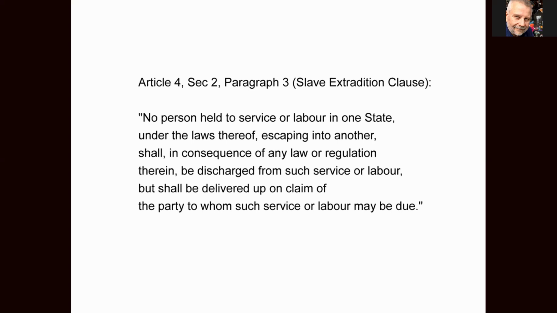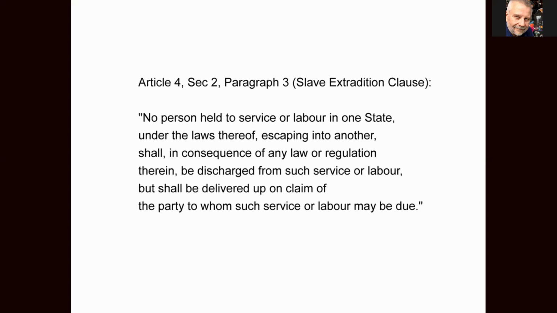And once again, the Slave Extradition Clause does not use the term slave, nor is it in type called the Slave Extradition Clause. It refers to slaves as persons held to service or labor, and it defines slave owners as the party to whom such service or labor may be due, almost as if it's a contractual agreement. And that notion of contractual agreements in slavery, you might remember, is echoed when Queen Elizabeth I gives those instructions to Hawkins, the first British slave trader.